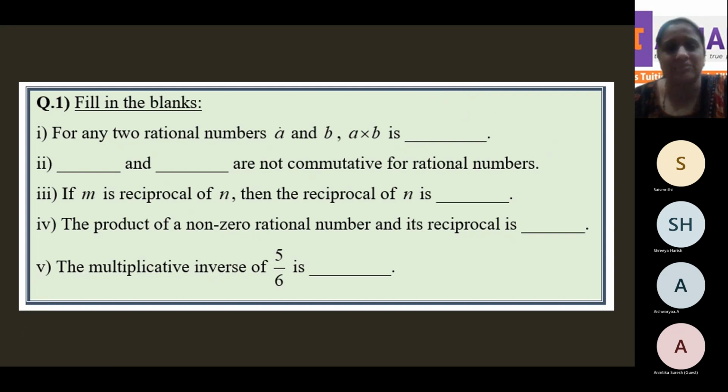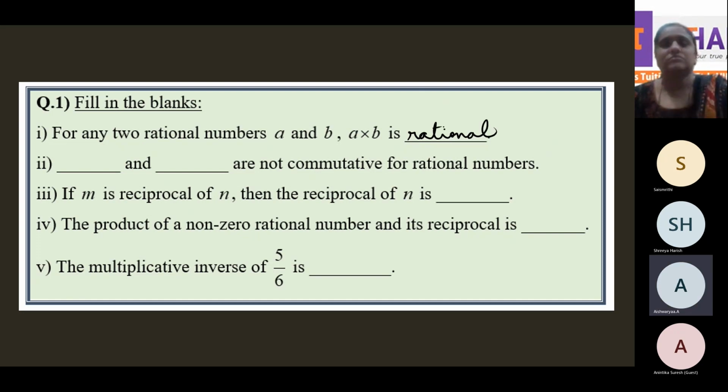In that sense, understand this statement. For any two rational numbers A and B, their product is always rational. Understand, children? Yes, ma'am. For any two rational numbers A and B, their product, that is A into B, is always rational.